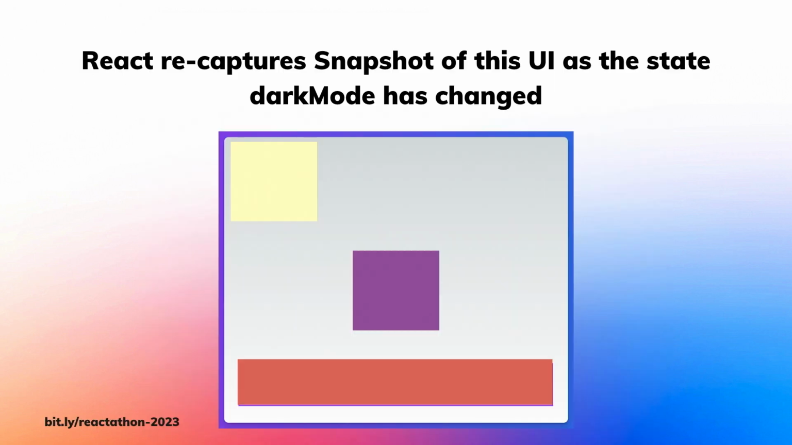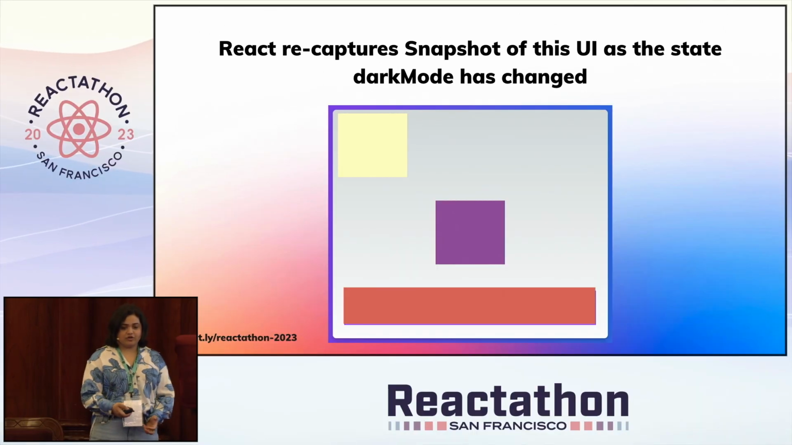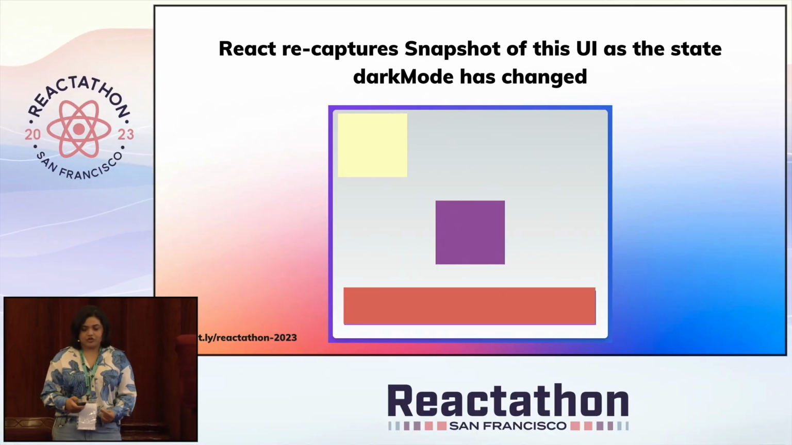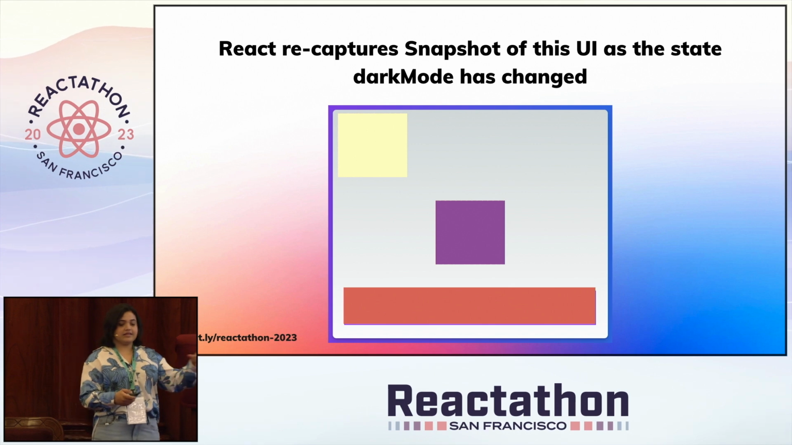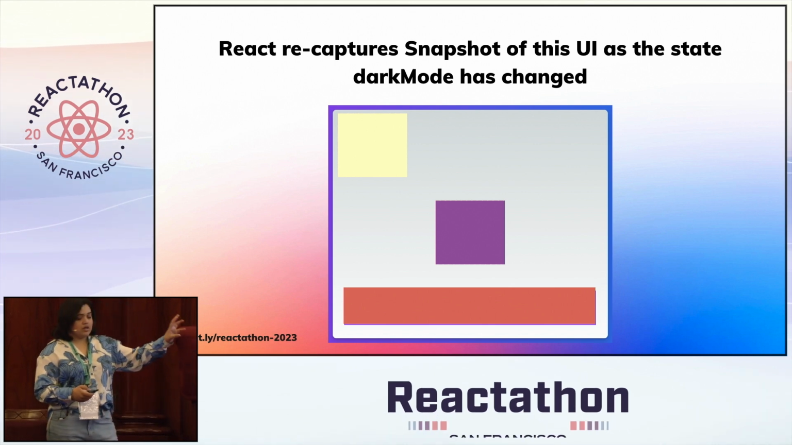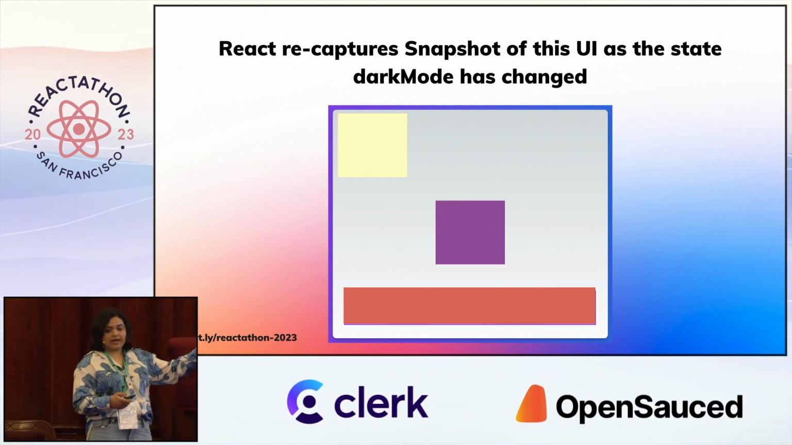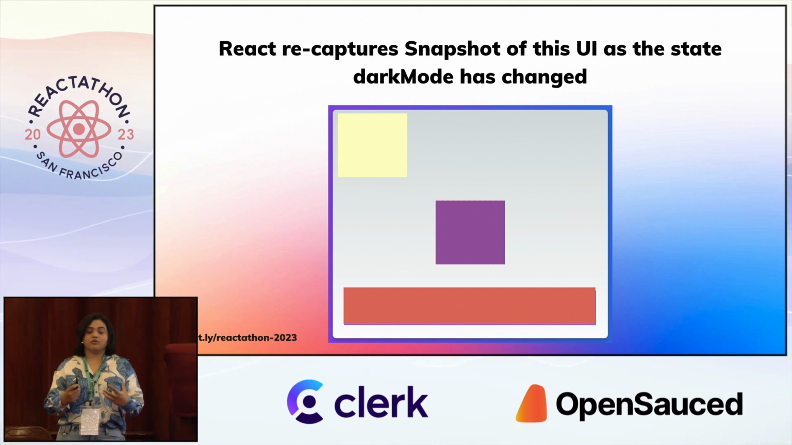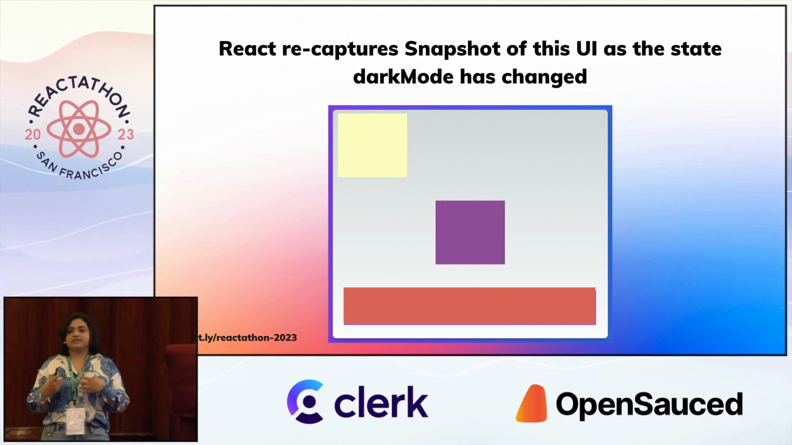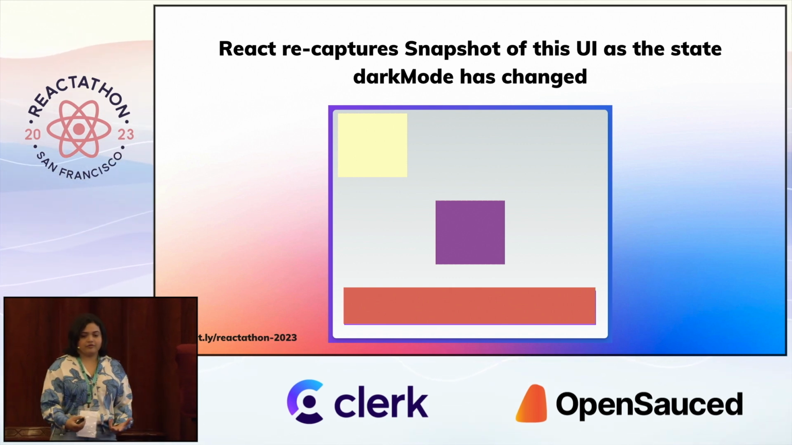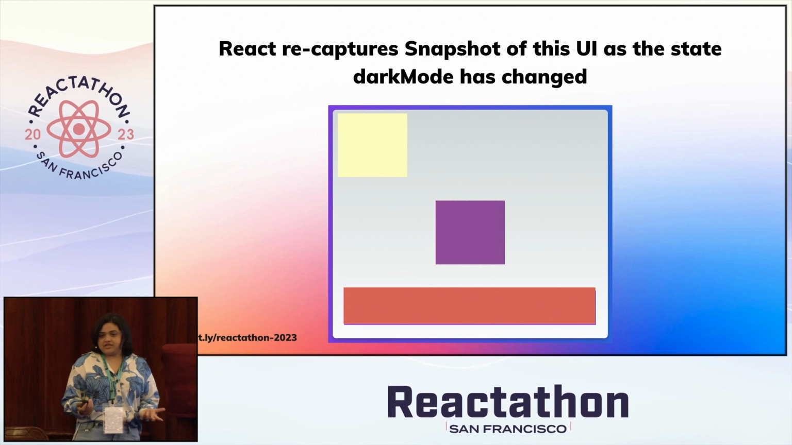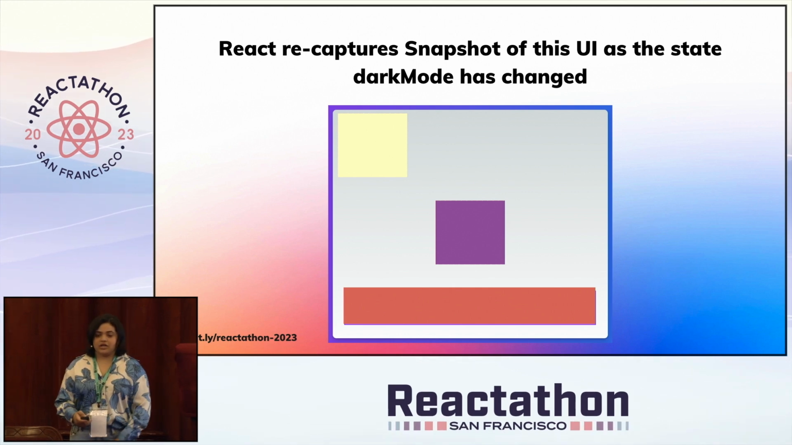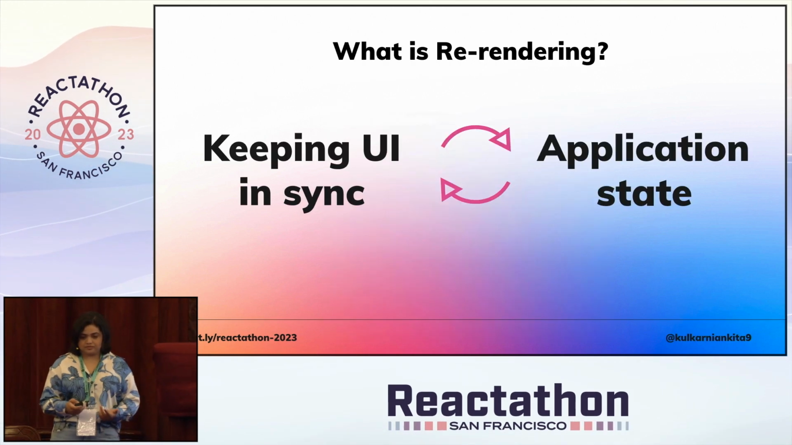So now if React were to recapture the snapshot of this UI as the dark mode changes, it still has the footer, the toggle dark mode, and the logo in general. But as our dark mode state has changed, it has retaken a photo, because the state has changed and it doesn't remember anymore. So now we have 2 photos instead of 1.